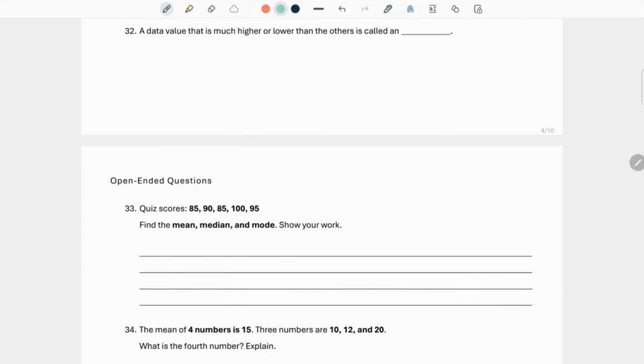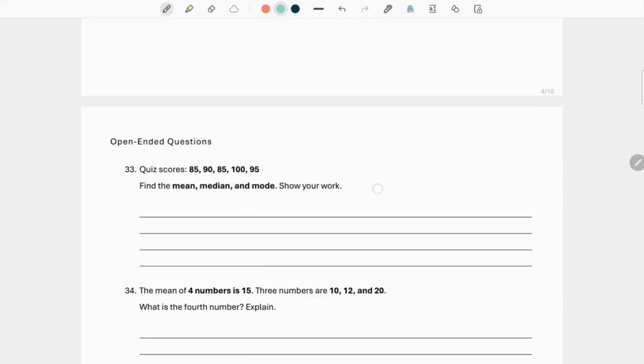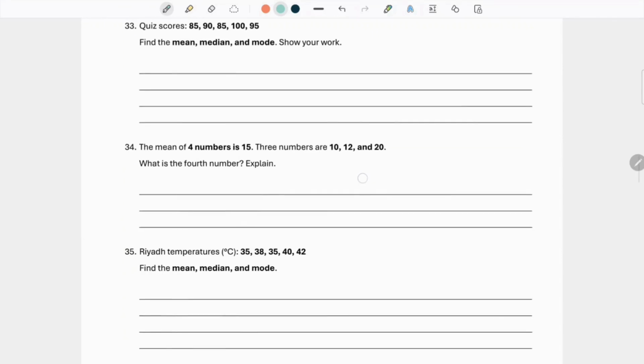A data value that is much higher or lower than the others is called a what? So it's very different from the others. There's a huge discrepancy between the values. What is it called? It's called an outlier. It lies outside of the normal data range. Let's move on to question 33.